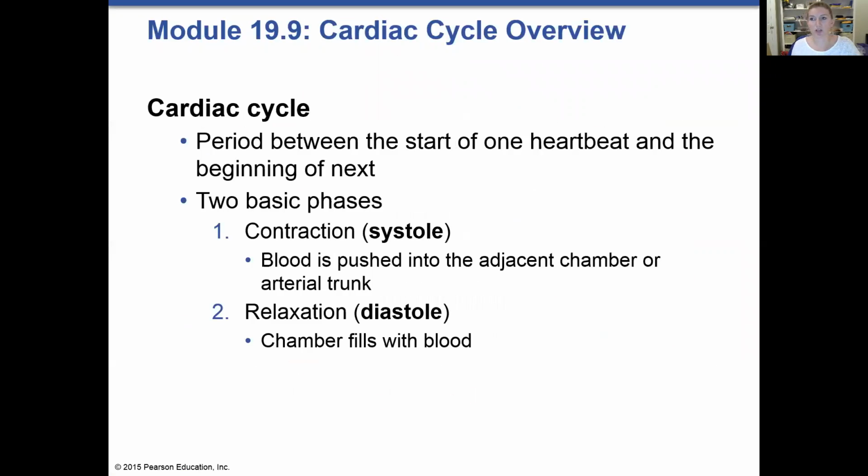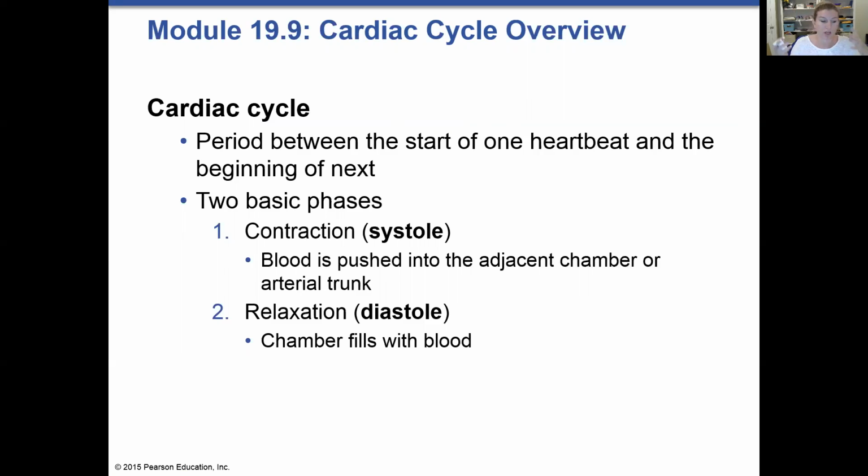There we go. So let's talk about the cardiac cycle. So the cardiac cycle is basically the cycle of heartbeats. That's pretty much what it is. So it's the period between the start of one heartbeat and the beginning of the next heartbeat. That's kind of the classical definition. And there's two phases throughout the cardiac cycle. You have the systole phase, which is the contraction or the active phase of the cardiac cycle, and then you have the relaxation or the diastole phase.